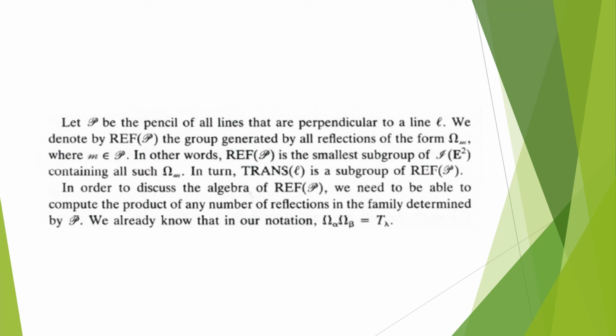Let P be the pencil of all lines that are perpendicular to a line L. We denote by reflection of P the group generated by all reflections of the form omega M, where M is an element of P. In other words, reflection of P is the smallest subgroup of the isometries of E squared containing all such omega M. In turn, translation of L is a subgroup of reflection of P. In order to discuss the algebra of reflection of P, we need to be able to compute the product of any number of reflections in the family determined by P. We already know that in our notation, the product of alpha and beta is equal to T sub lambda.